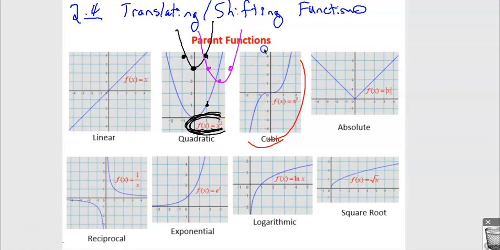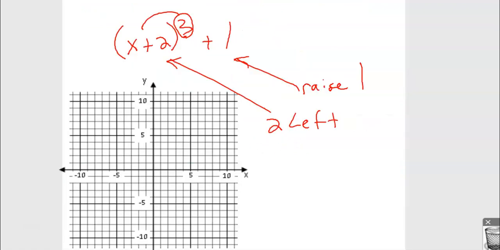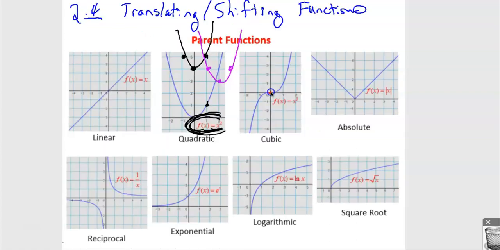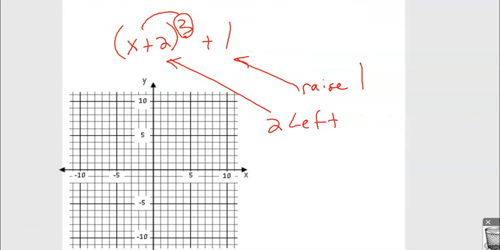Let me erase this. So it's still x cubed, but you're literally going to look at this, and you're going to take 2 to the left and then raise 1. So look at this point, and 2 to the left, raise 1. And then each one of these, 2 to the left, raise 1. So each one of those is going to look like this. You just shifted the function. Again, I don't need a calculator.